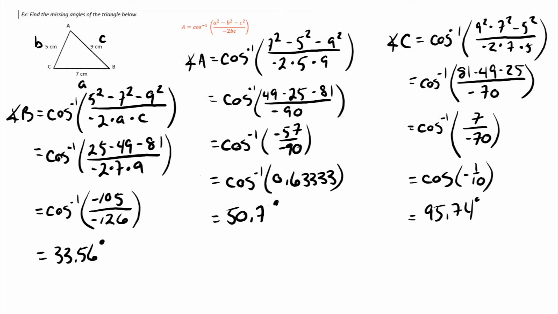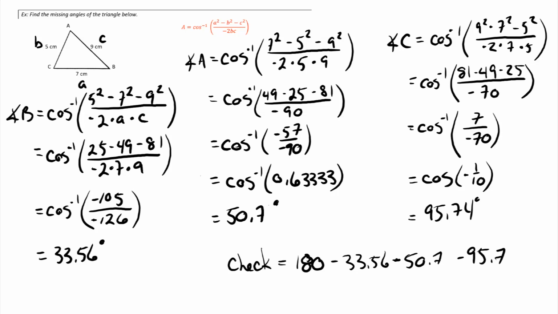Now, as a final thing, because we know that all of the angles A and B and C all have to add together to 180, you can, in theory, once you've got two angles, find the third one simply by subtracting them from 180. I like to go through the process of using the formula, and then I've got a check at the end to say that 180 minus 33.56 minus 50.7 minus 95.74 should come out to 0 if I've done my math correctly. I end up with 0.